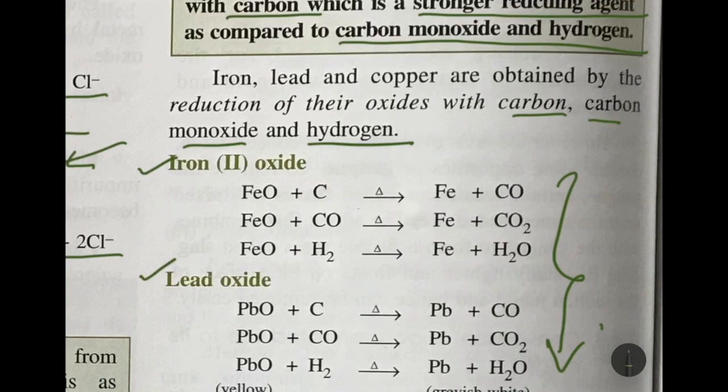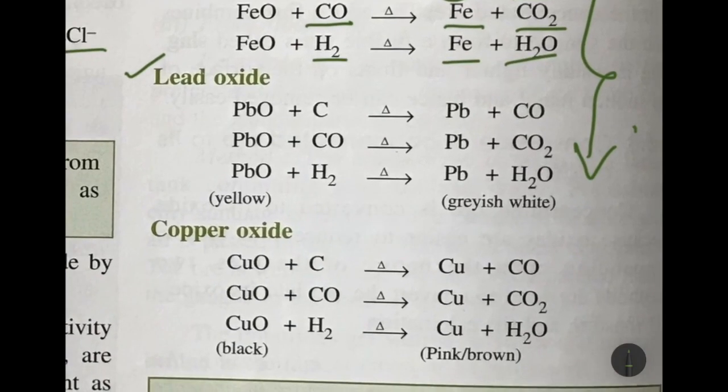So iron oxide with carbon, when it is heated, you'll get iron and carbon monoxide; with carbon monoxide, you'll get iron and carbon dioxide. With hydrogen, you'll get iron and water vapor. Similarly, lead oxide with carbon, you'll get lead and carbon monoxide. With carbon monoxide, you'll get lead and carbon dioxide. And with hydrogen, you'll get lead and water vapor.